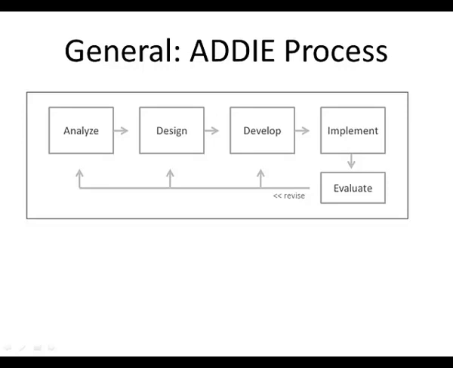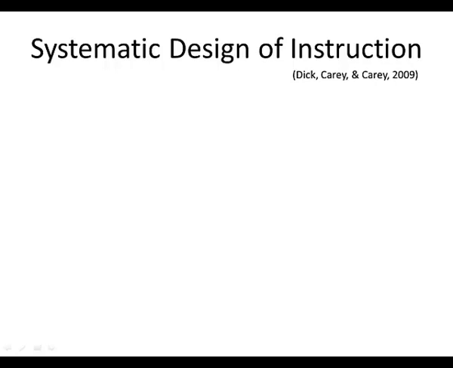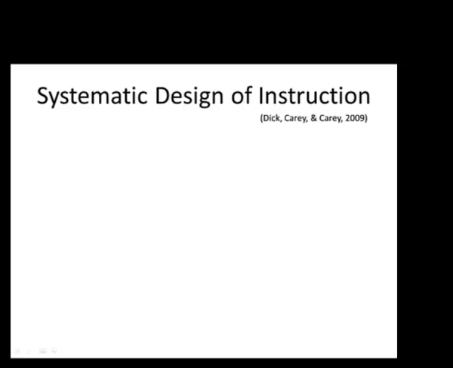So this is the ADDIE process. Now let's take a look at a very specific process of instructional design. And this is called the systematic design of instruction. This is the process that we use in our courses here at Franklin University. So let's take a look at the steps in this process.